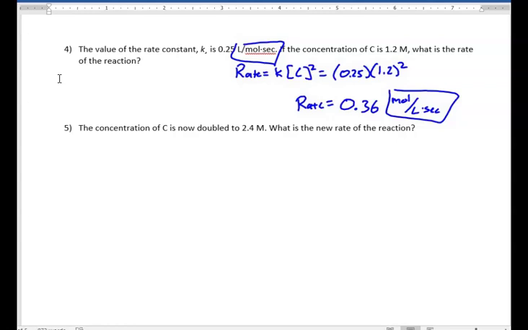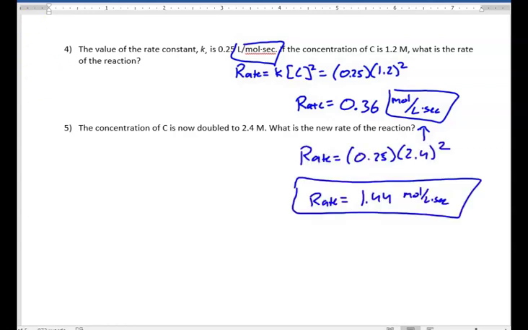Okay. Alright, now we're going to double the amount of C, and what will happen to the rate? Obviously it's going to increase. And is it going to double like before? Let's find out here. I'll let you go ahead and work it out, and I'll meet you in just a second. Okay, sure enough, the rate did increase, going up to 1.44 instead of 0.36.